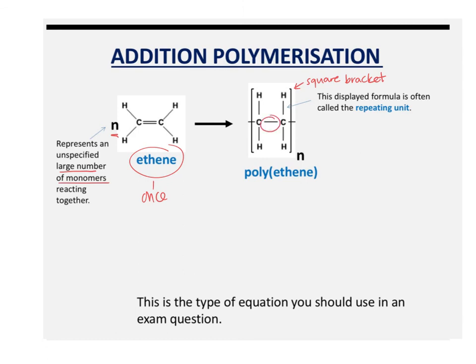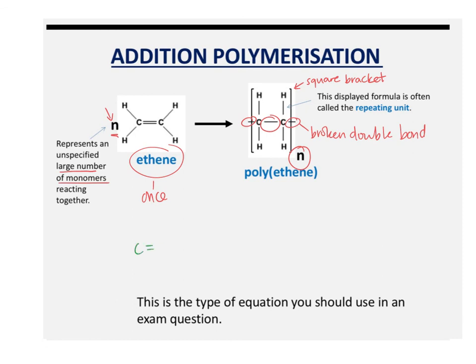I've broken that double bond. So that double bond is now at the sides. And then I put N at the bottom. And that N just symbolises and is exactly the same number as the N that I've put at the beginning. So if you're not sure, I'm going to show you what we do if we've got propene, for example, and if I want to make polypropene.